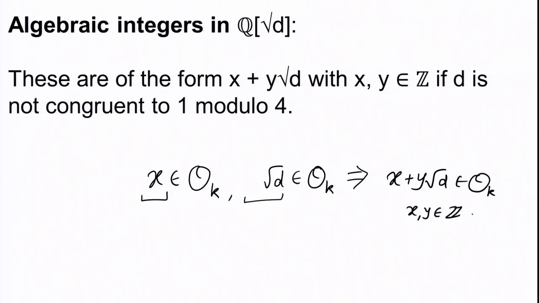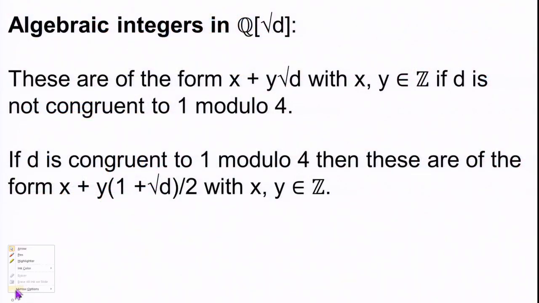This is a very easy thing to see, assuming that OK is closed under addition and products, but this is a converse to that. It says that everything in OK is of the form x plus y root D, where x and y are integers. This is when D is not congruent to 1 modulo 4.